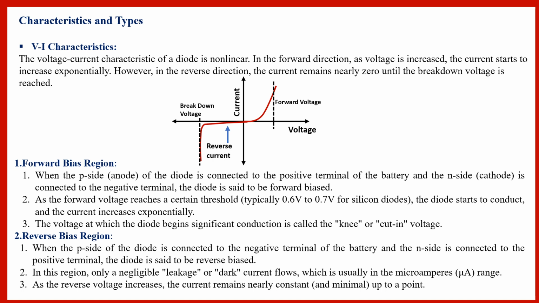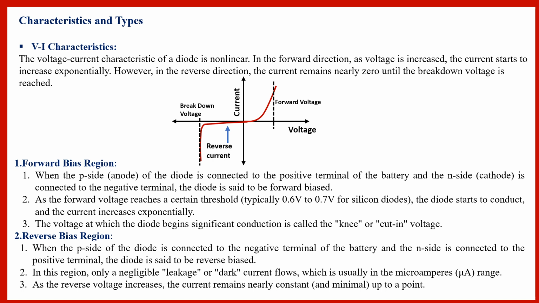on the reverse side. When the P side of the diode is connected to the positive terminal of the battery and the N side is connected to the negative terminal, the diode is said to be forward biased. As the forward voltage reaches a certain threshold, which is typically 0.6 volt to 0.7 volt for a silicon diode, the diode starts to conduct and the current increases exponentially. That particular voltage corresponds to the knee voltage. The voltage at which the diode begins significant conduction is called the knee or the cut-in voltage.